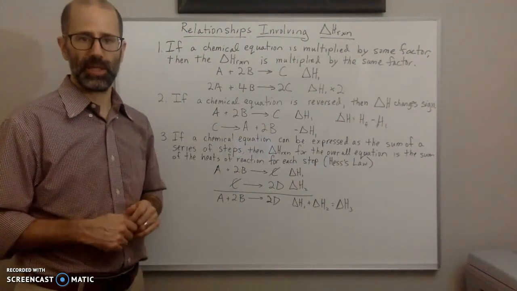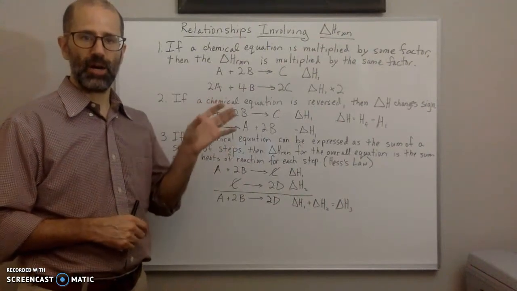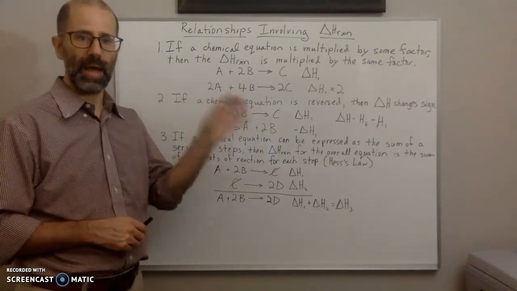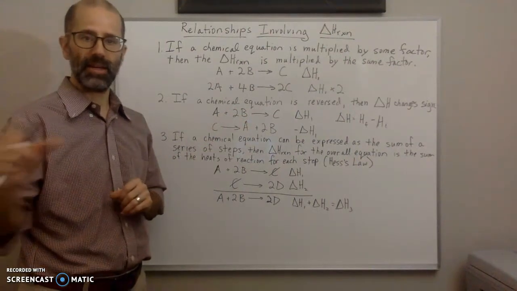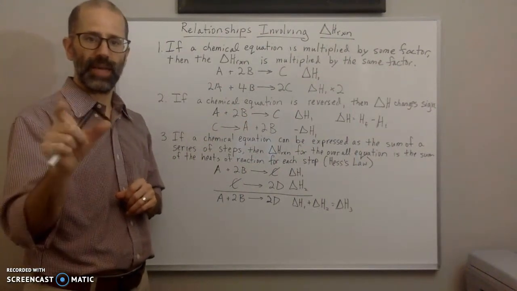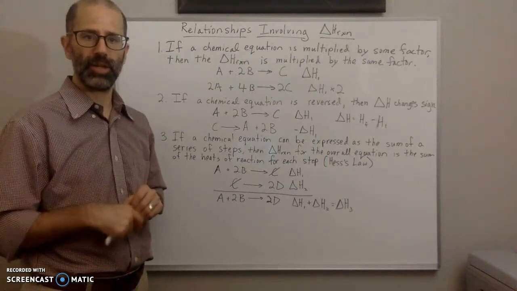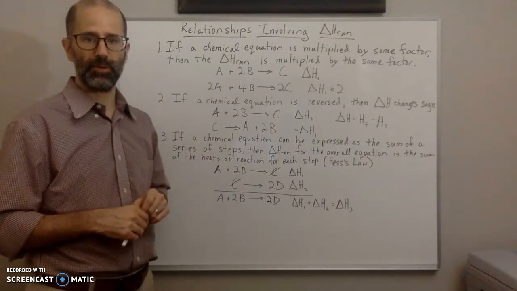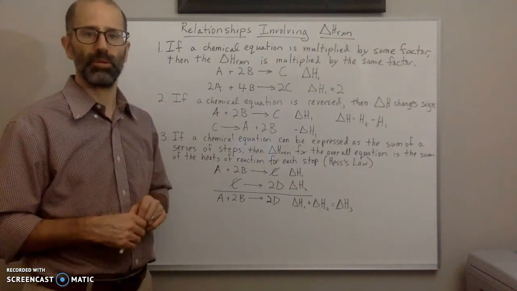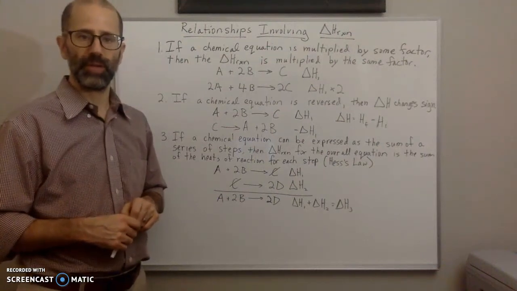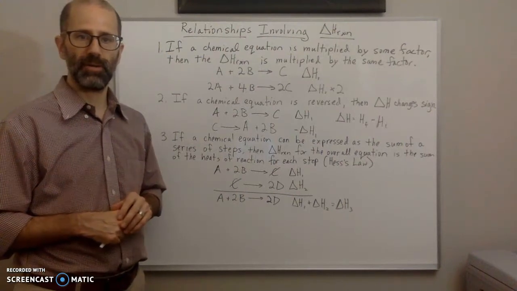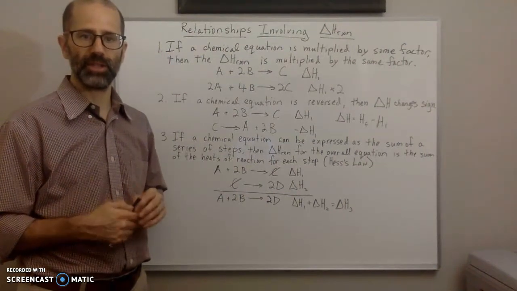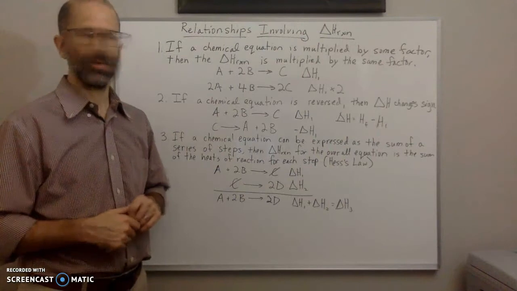And that makes sense because we saw that there's a relationship between the balanced equation, the coefficients in the balanced equation, and the delta H of the reaction. So if you're going to double the reaction, then of course you're going to double the delta H that goes with the reaction, because there's that one-to-one relationship based on the balanced equation and the stoichiometry. So that's the first thing.